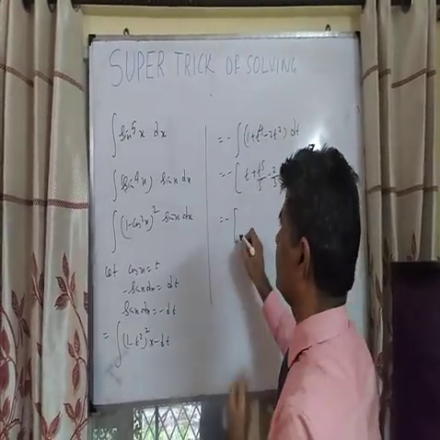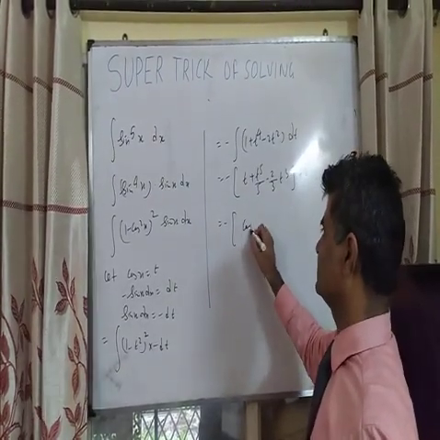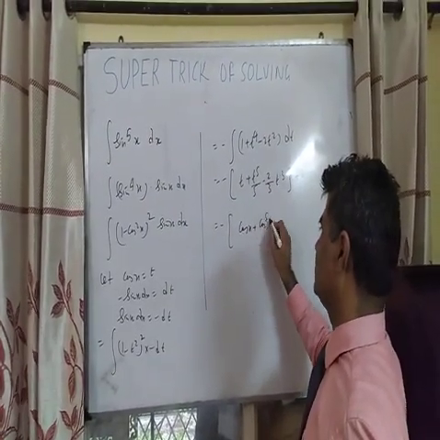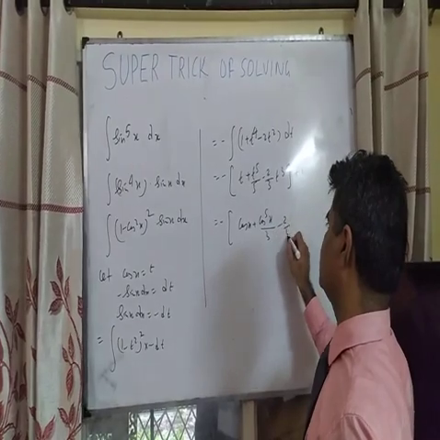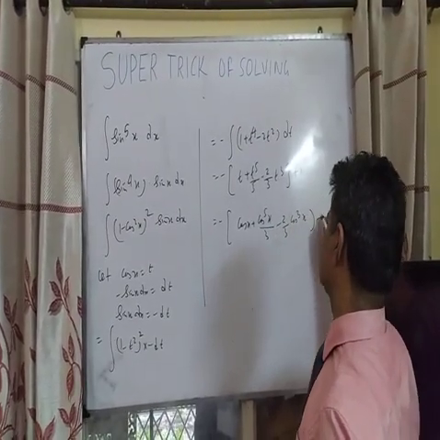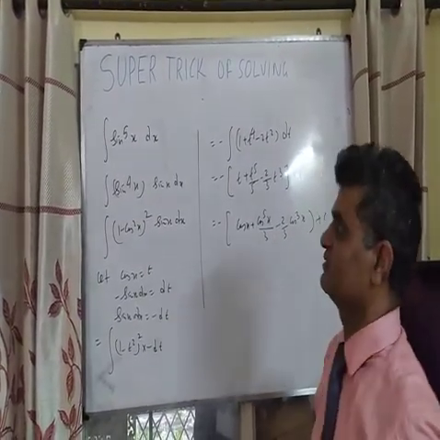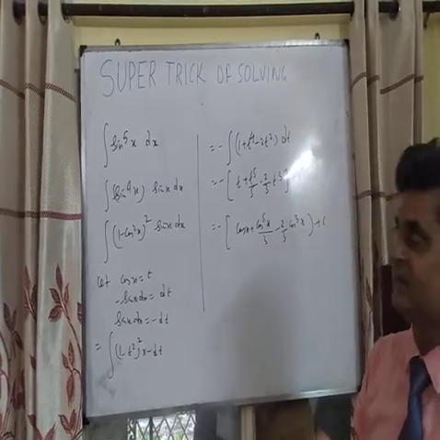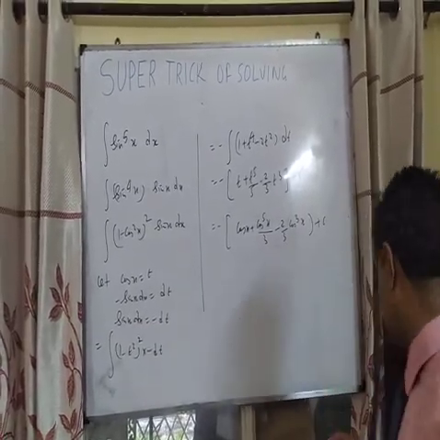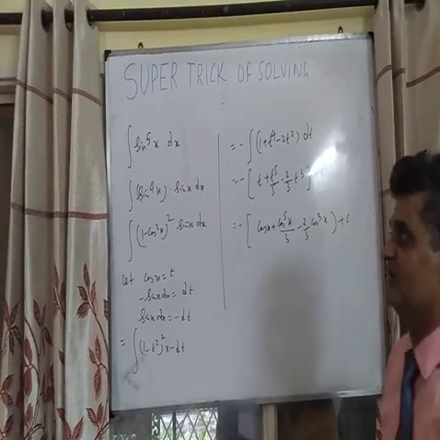Now put the value of t here. t is cos x: cos to the power 5x upon 5 minus 2 by 3 cos cube x plus c. So you can see how we are separating these types of questions to solve them. Now we are moving to the next question.